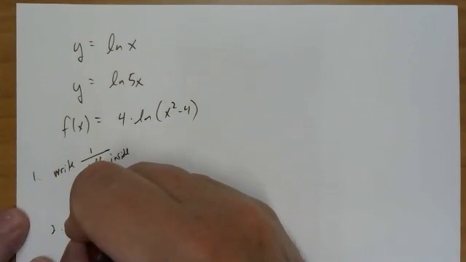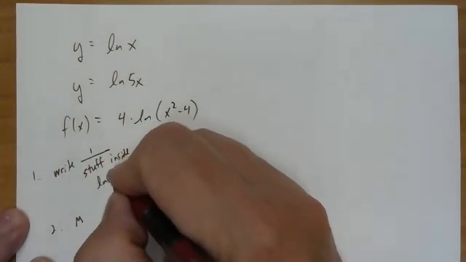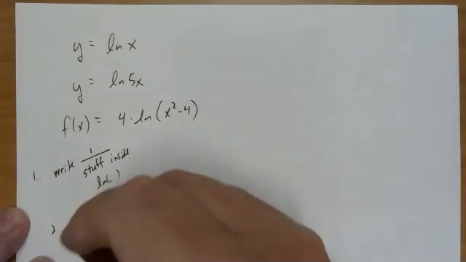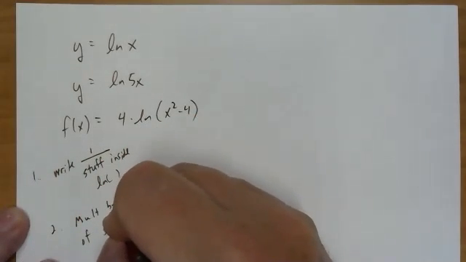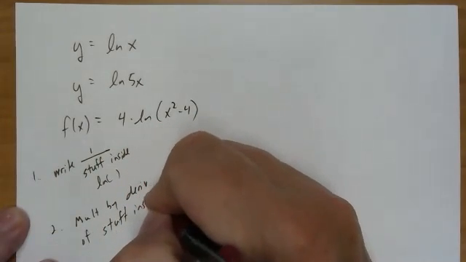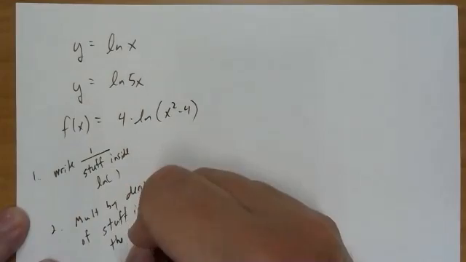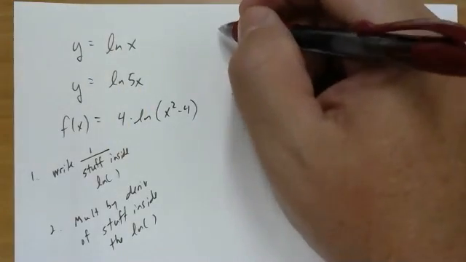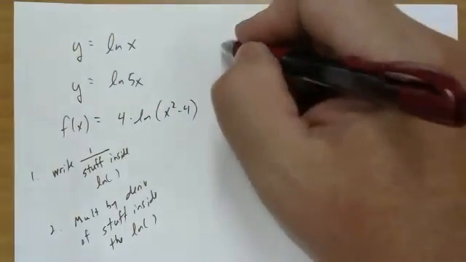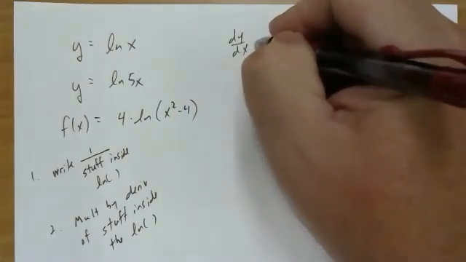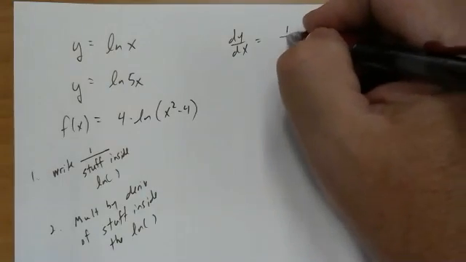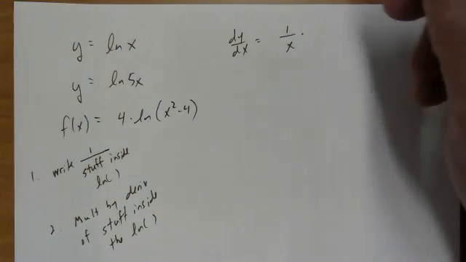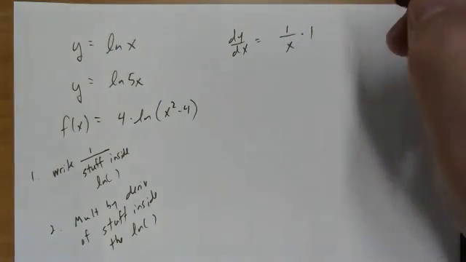And then secondly, that goes in the denominator, and then you multiply by the derivative of, once again, the stuff inside the natural log. All right, you've done this before. So for example, the derivative of this: you put 1 over whatever's inside the natural log, then you multiply it by the derivative of what's inside the natural log. In this case, it's just 1. So this is 1 over x.